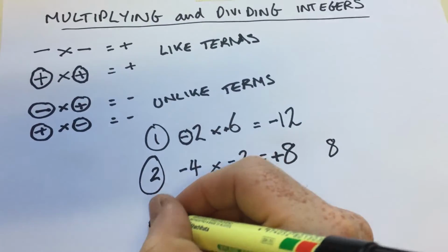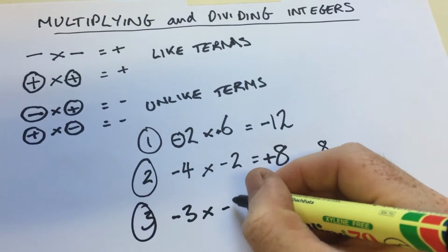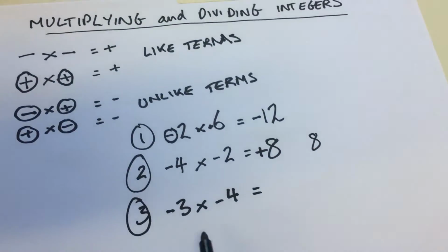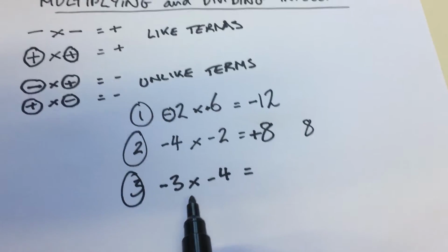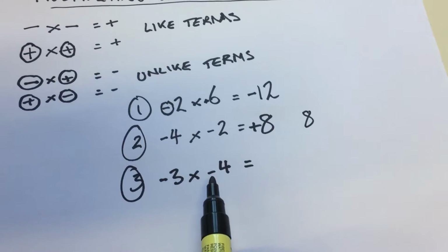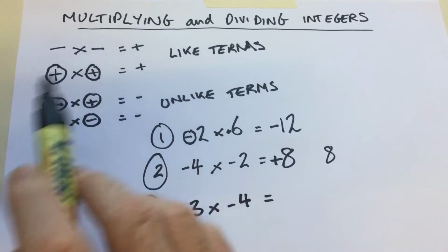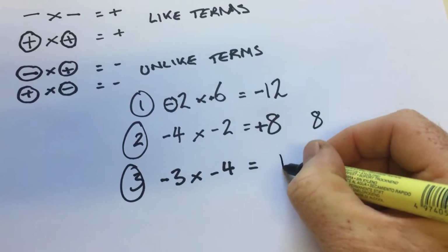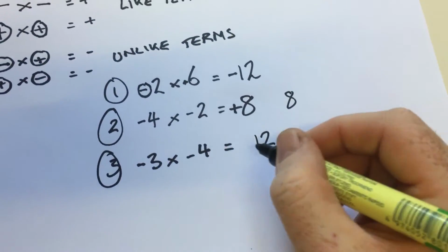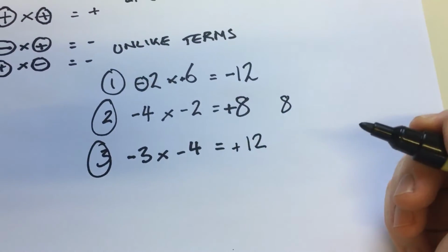Let's try another one. How about minus 3 times minus 4? Now we see lots of minuses there and we're tempted to think the answer should be a minus, shouldn't we? But if you like, think about it that one minus cancels out the other minus. I'm dealing with like terms. Look, a minus times a minus is a positive. So I do the multiplication. 3 times 4 is 12. And because they're like terms, my answer is positive. I can just leave it as 12. If you want to, you can put the positive in.